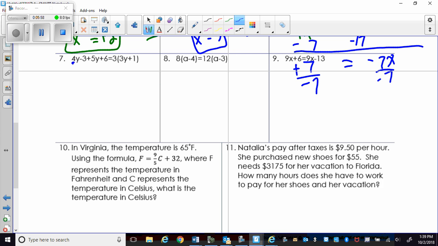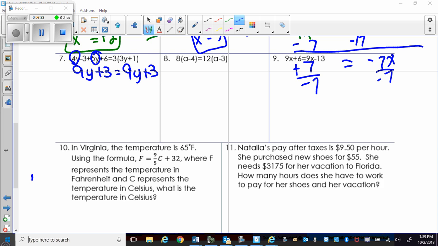Next problem. You have 4y's plus 5y's. That's 9y's. And then 6 minus 3, you get positive 3. Equals, I'm distributing. I get 9y's plus 3. Now, if you notice, you have the same thing on both sides. You don't have to solve anything else. 9y's here, positive 9y's there. Positive 3 here, positive 3 there.